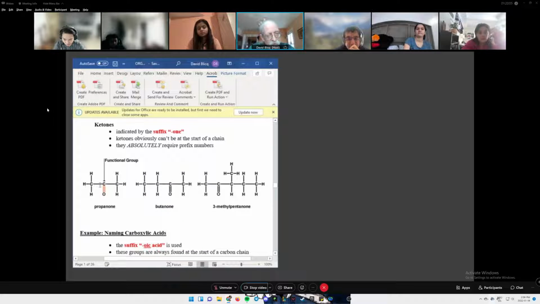Let's count our carbons. 1, 2, 3. Propane. Except I already can see the business end. This is R-C-O-R, ketone. So I'm going to say propanone. Let's count this one. 1, 2, 3, 4. What do we got there? Butane. Don't say butane. It's R-C-O-R. So I say butanone.